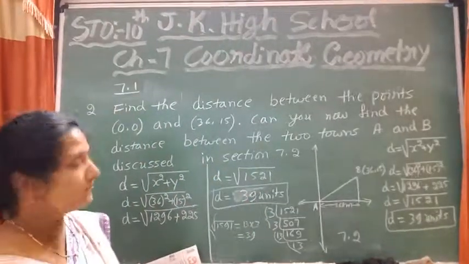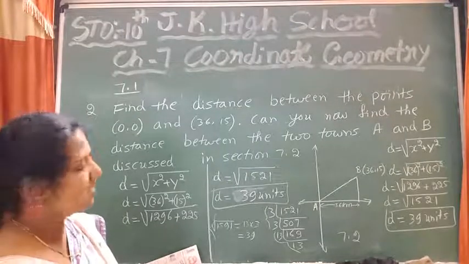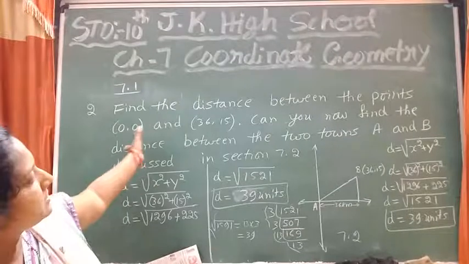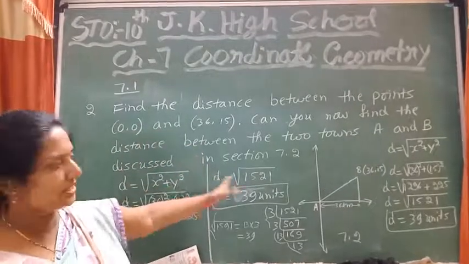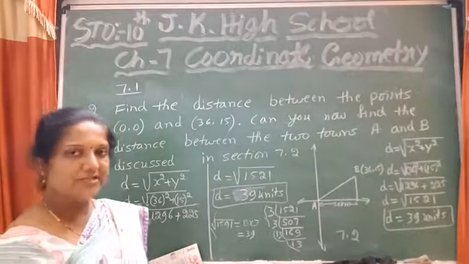So the distance between these two towns also I got the same value, that is 39 units. Okay children, so the distance between these two coordinates is also the same, and the distance between those two towns is also the same, children. Okay children, write down.